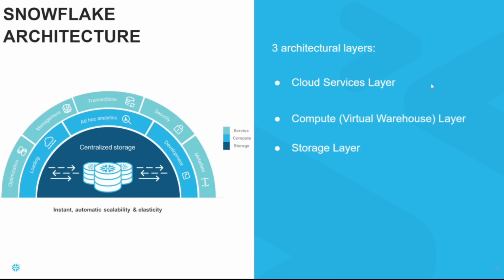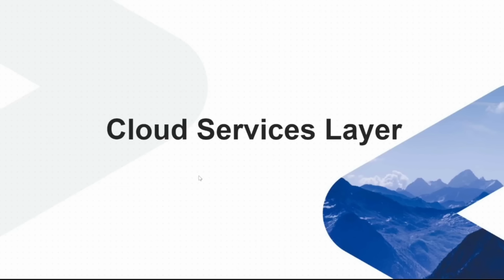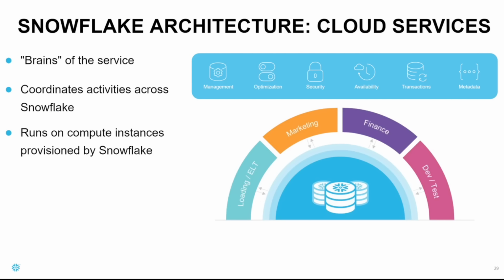Now let's see the different layers that we currently have in Snowflake. So currently we have three layers. The first is the cloud service layer. The second is the compute, which is also called the virtual warehouse layer, and the third is the storage layer where the data is going to get stored. Now let's see each of the layers one by one. So first is the cloud service layer.